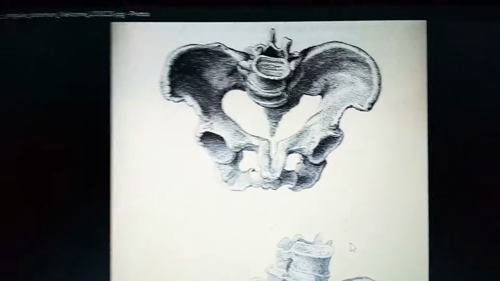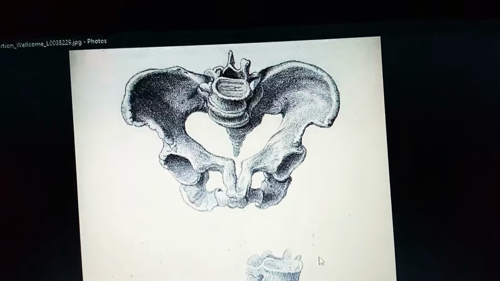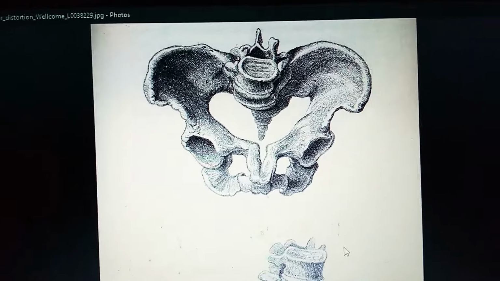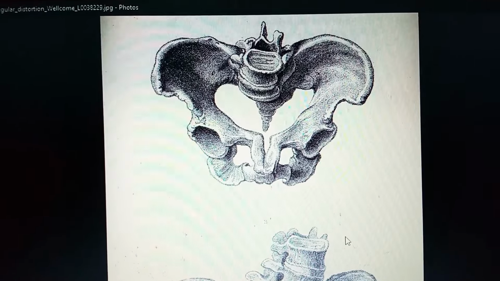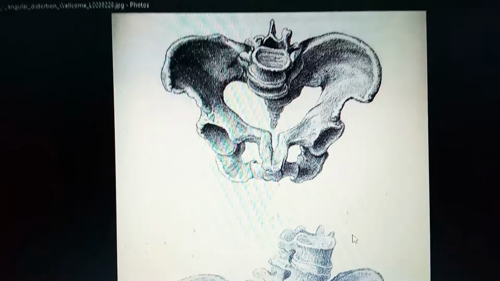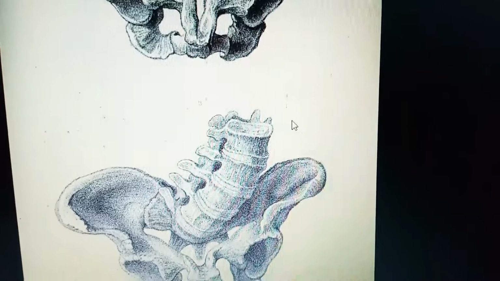Because the normal pelvis of the woman, we expect it to be gynecoid, and it should look like this. It should be like this. Then the woman is going to present with no obstruction during delivery.